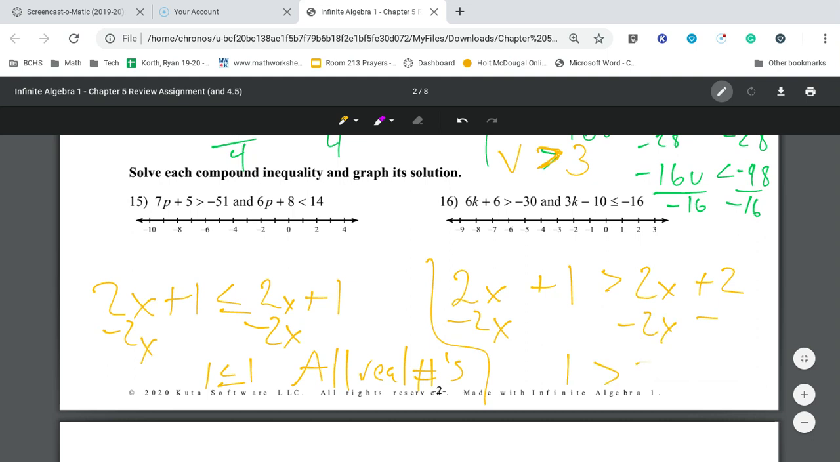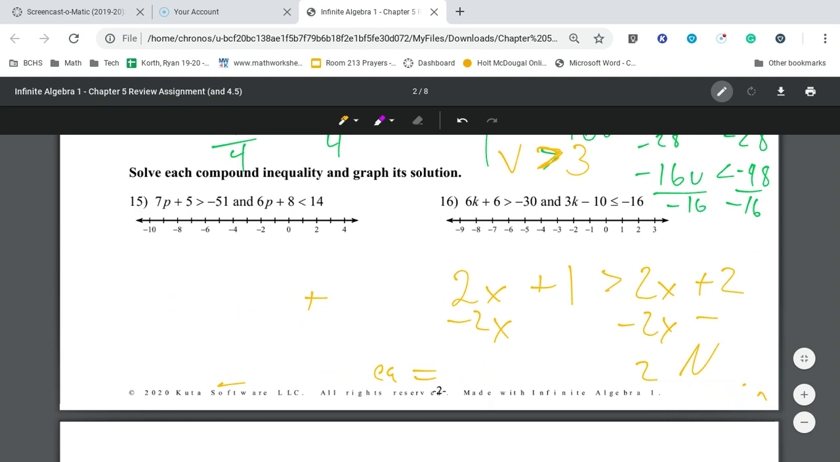we end up with 1 greater than 2. 1 is not greater than 2. No solution. Okay. Only if the variable gets eliminated. True statement, all real numbers. False statement, no solution. Completely unrelated to 15 and 16. Just wanted to make a brief mention of it here.